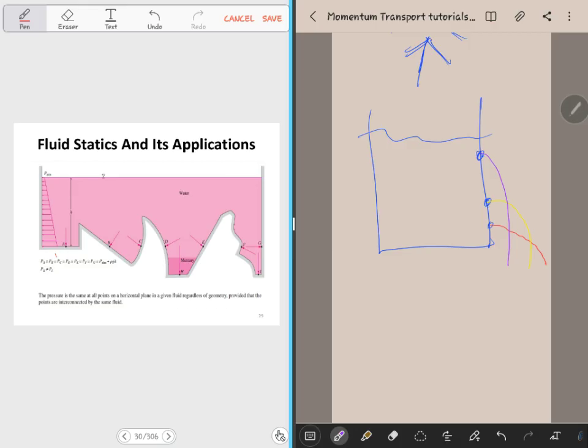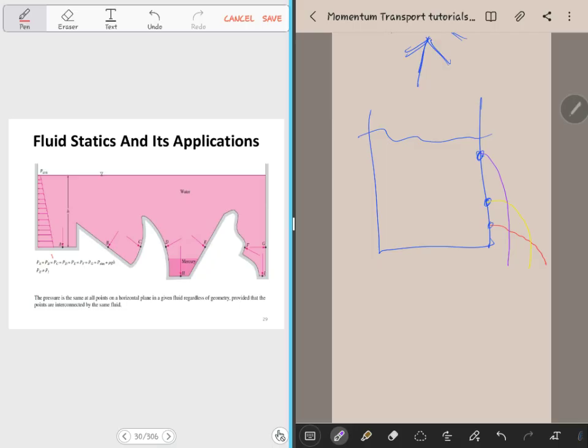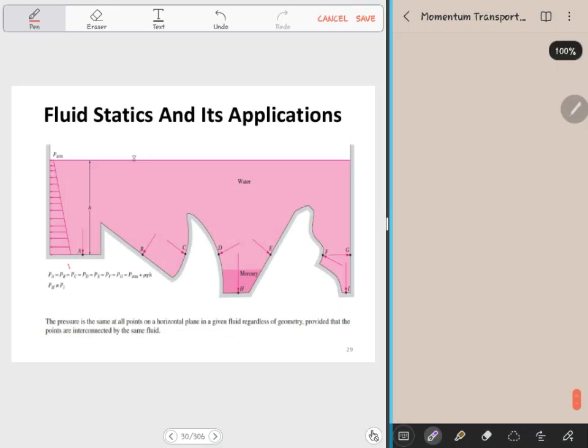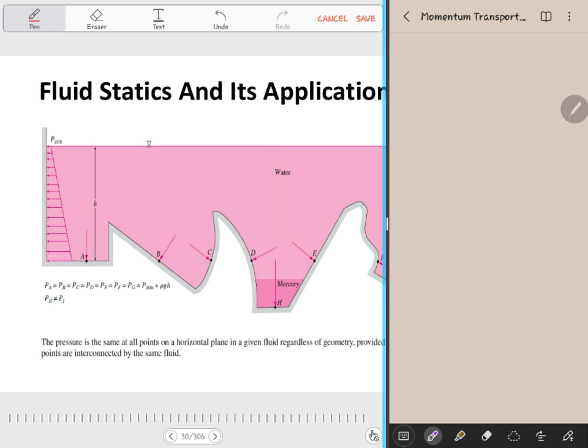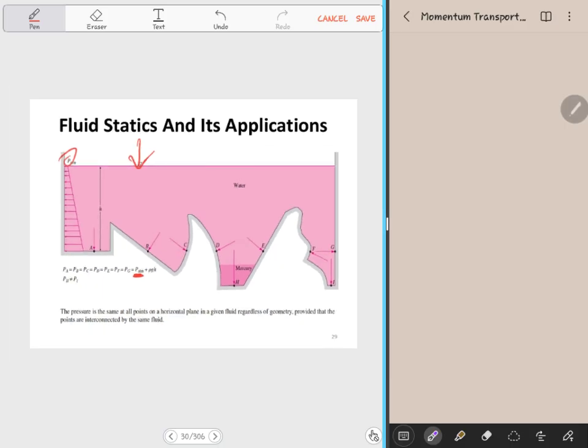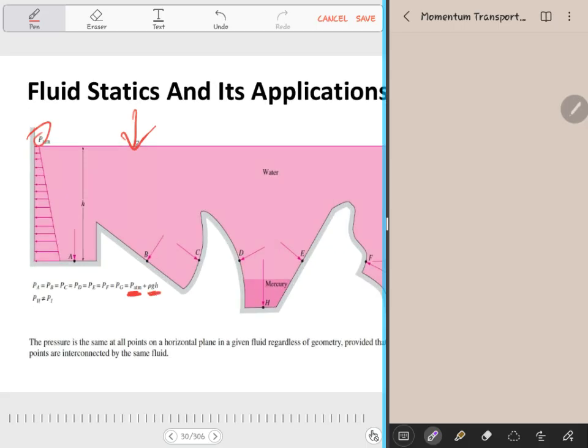Let me magnify so we see what's happening. They've identified some points within the system: point A, B, C, D, E, F, G, H, and I. You see they've written some equations here: pressure P at A, P at B. And this is P atm, the atmospheric pressure exerted at the surface of the liquid within that particular container. And the rho g h here is potential energy.